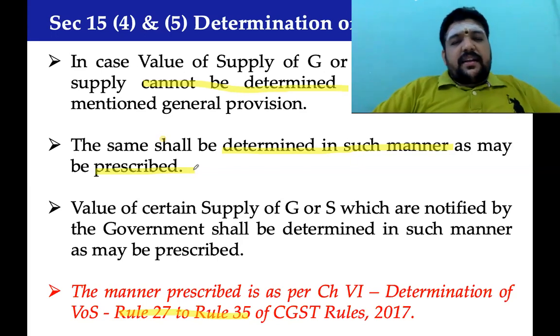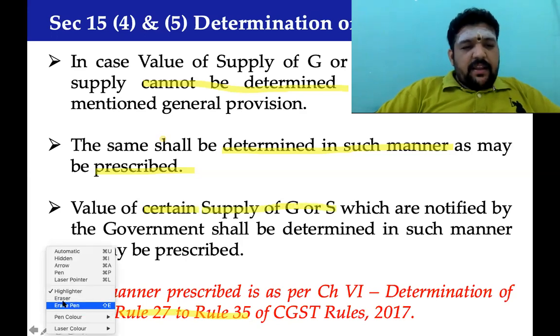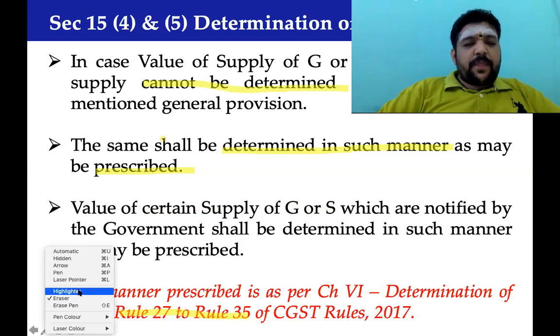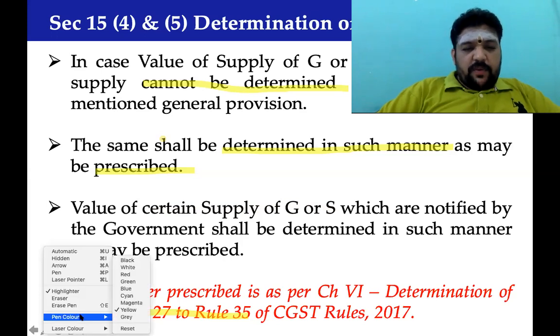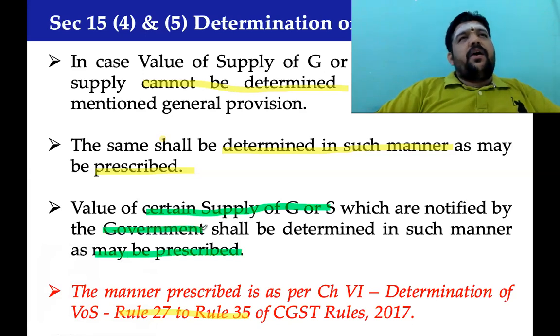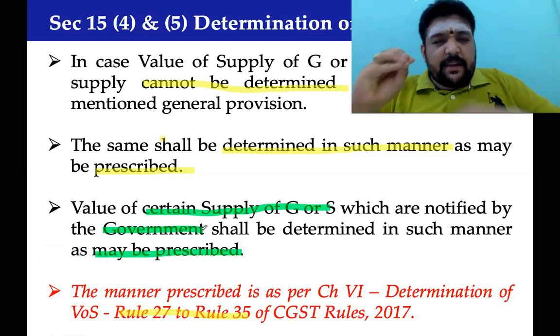There are certain supplies of goods or services. For those supplies of goods or services, value shall be determined in the manner prescribed by the government. We have about 5-6 businesses. Value will be determined in a prescribed way.